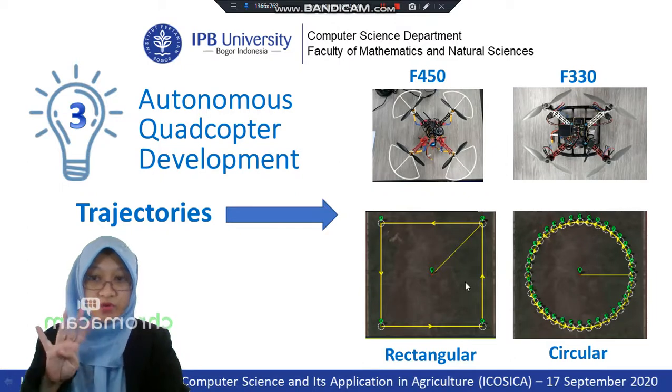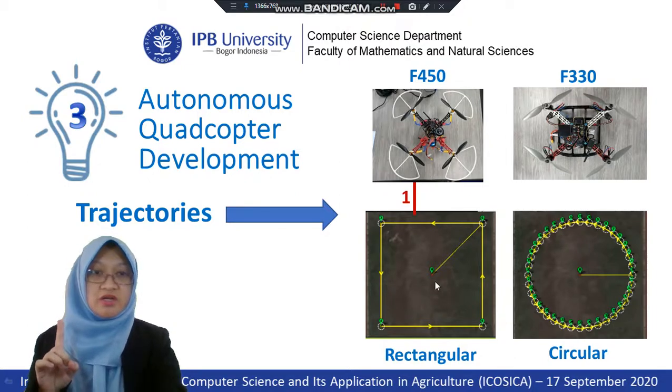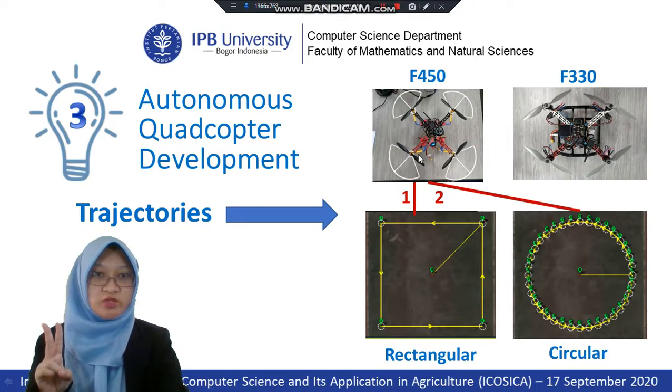Therefore, we have 4 testing scenarios. First is the F450 quadcopter following the rectangular trajectory. Second is this quadcopter using this trajectory.